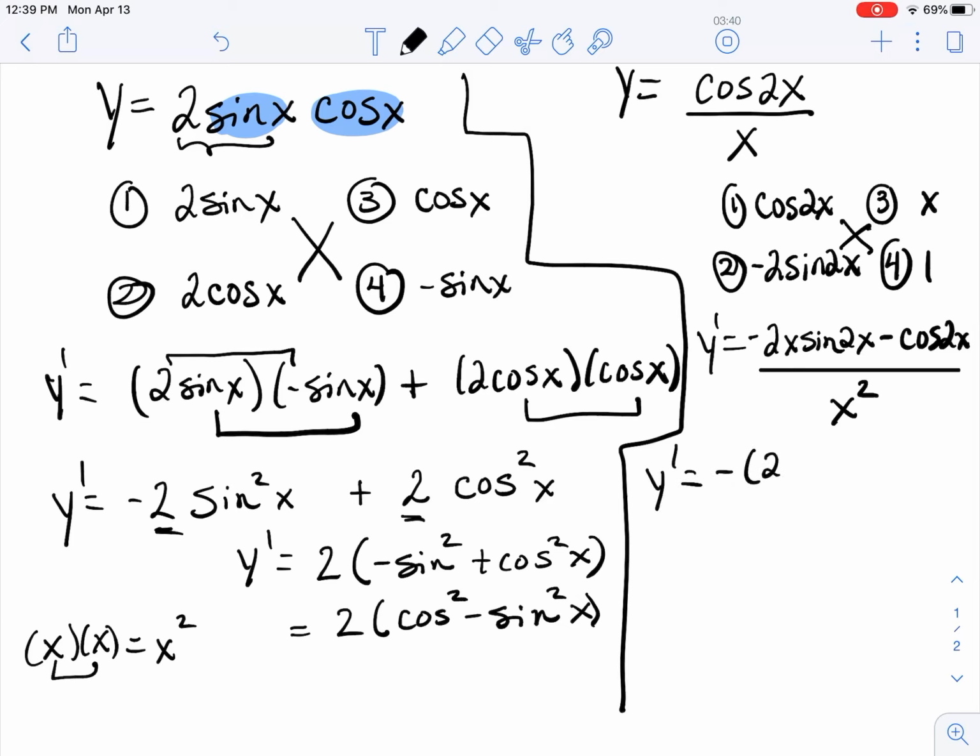And if we wanted to, we could factor out the negative. In fact, I think we should.